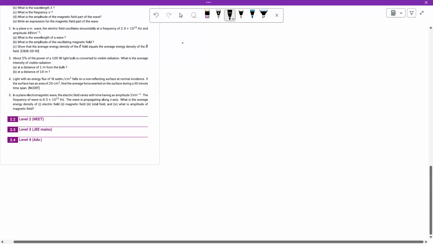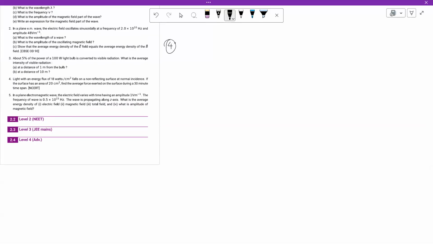So all these spectrum you have to remember. Okay, so the fourth question is: light with an energy flux of 18 watts per centimeter square. So flux is given, which is the intensity. That is given, 18 watts per centimeter square. So this would be 18 into 10 to the power 2 watts per meter square, right?